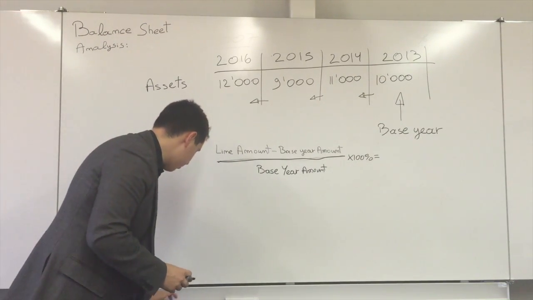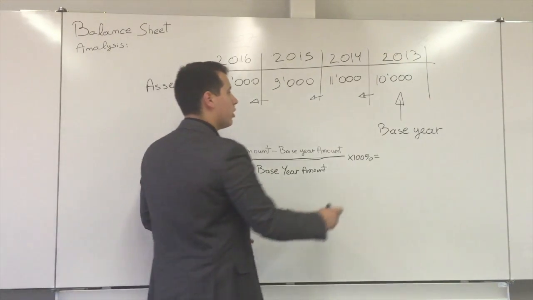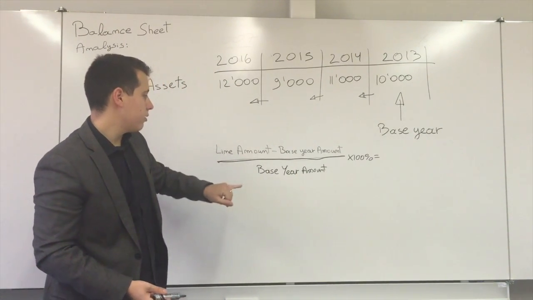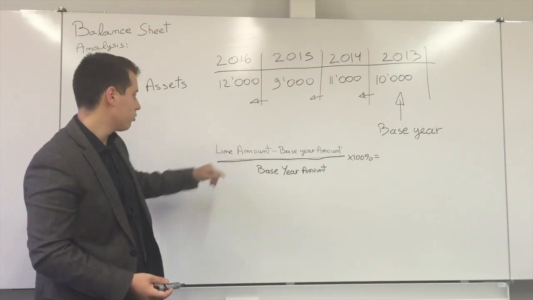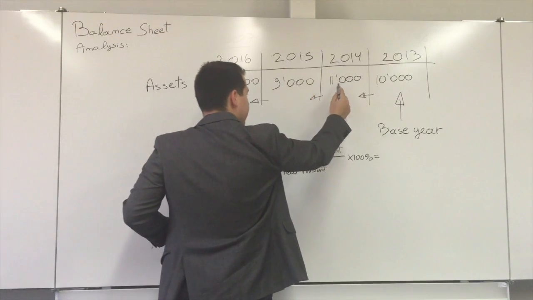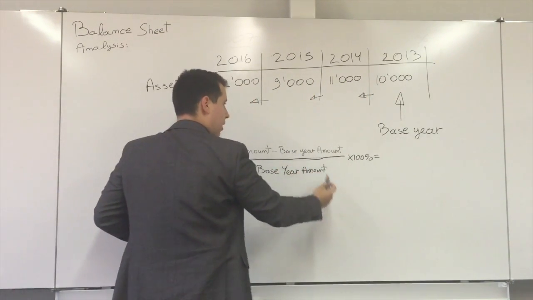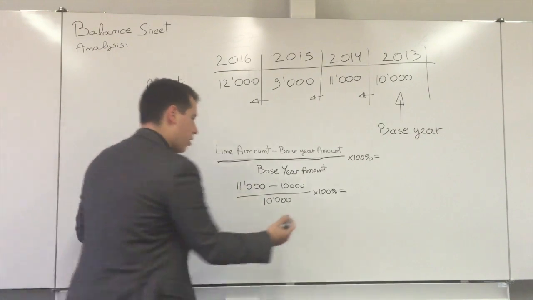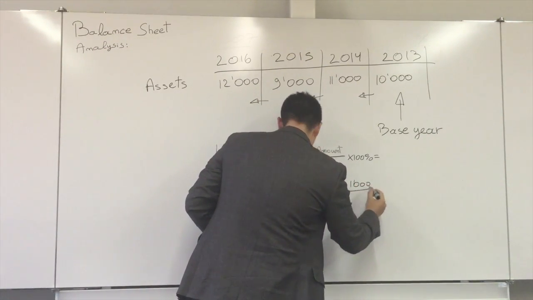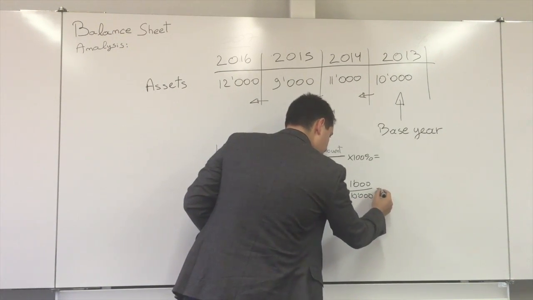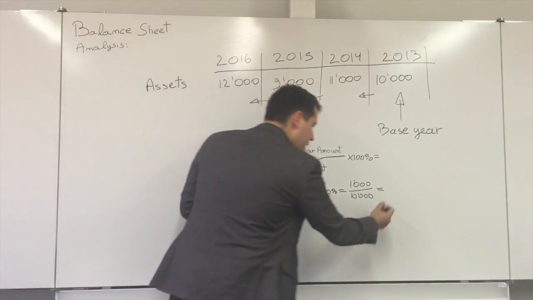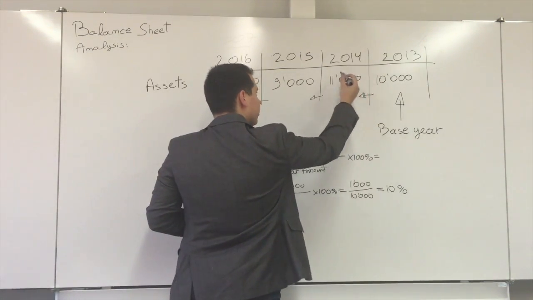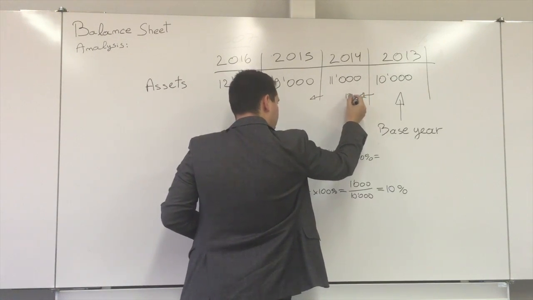So to start the calculations, for example, we're going to try to understand what was the increase from 2013 to 2014. We're going to apply this formula, which is the line amount minus the base year amount, divided by the base year amount as well. So we're going to do 11,000 minus 10,000, 1,000, divided by 10,000, and you're going to find that there was an increase of 10%. So you can write it here. From 2013, our base year, to 2014, there was an increase of 10%.